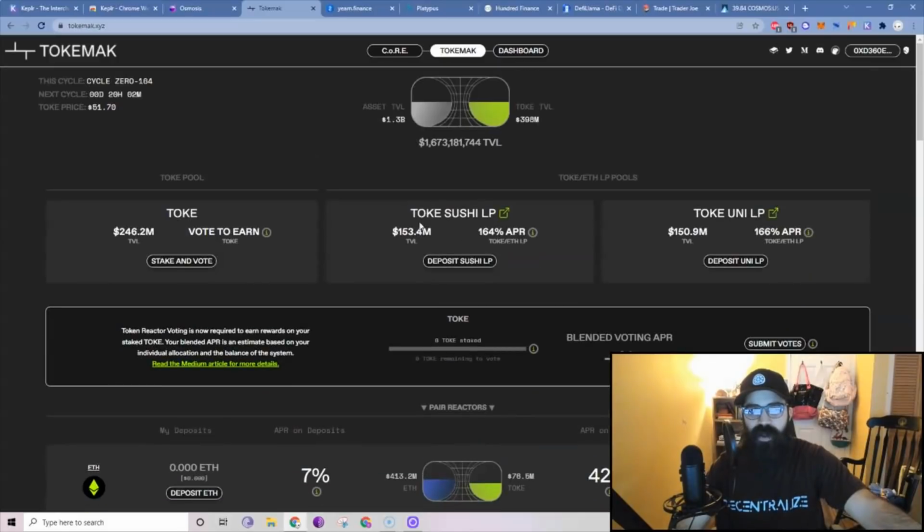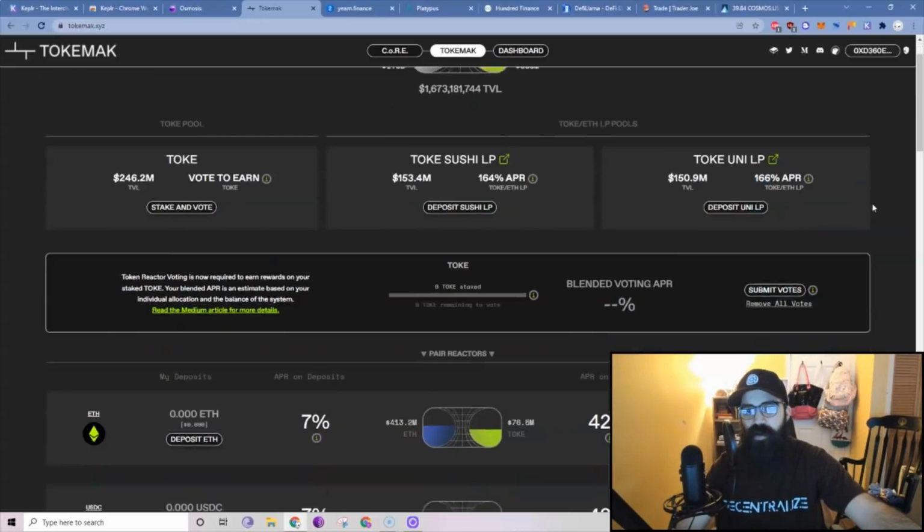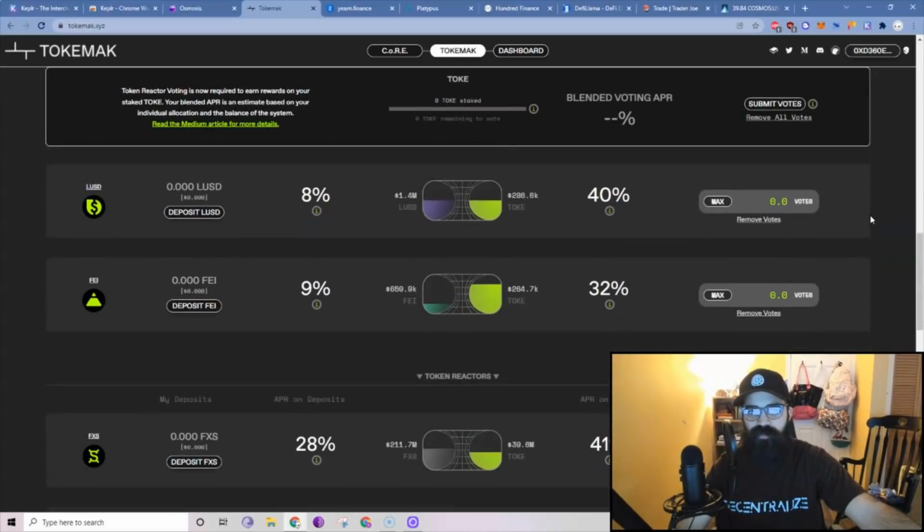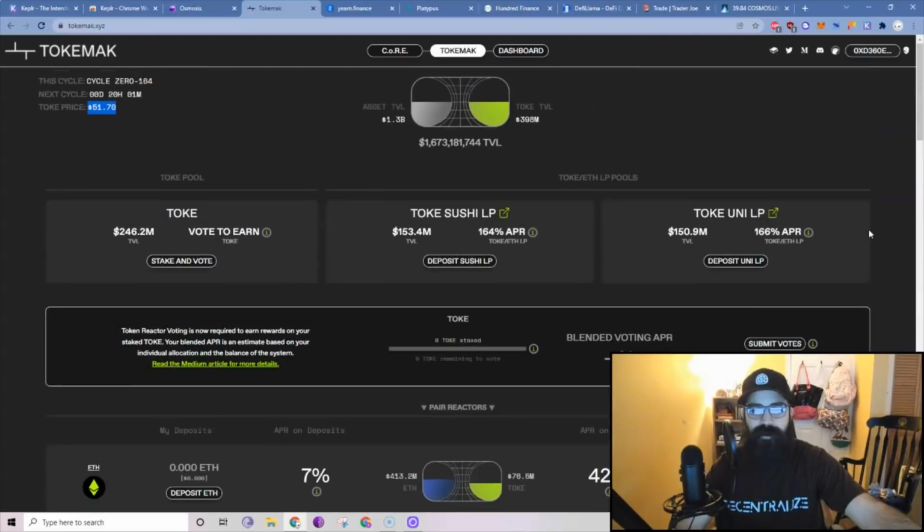And additionally, there are some really good pools here. I know from my own experience with Tokamak that the APR on the Uniswap pool has stayed above 100% for a very long time. It was 300% when I entered it like 5 months ago, 6 months ago, and it's still 166% APR. It's incredible, and this is with the token price increasing. So a lot of protocols are really interested in this.